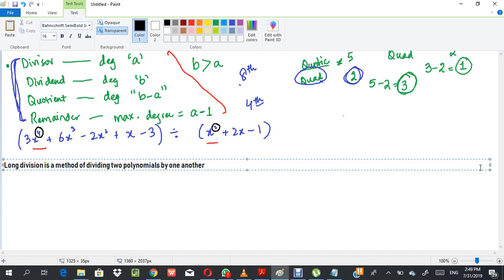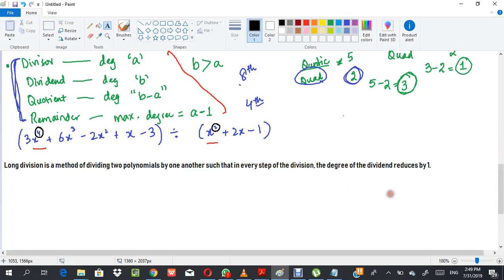Now here's an important feature. Based on one polynomial, such that in every step of the division, the degree of the dividend reduces by 1. Right.